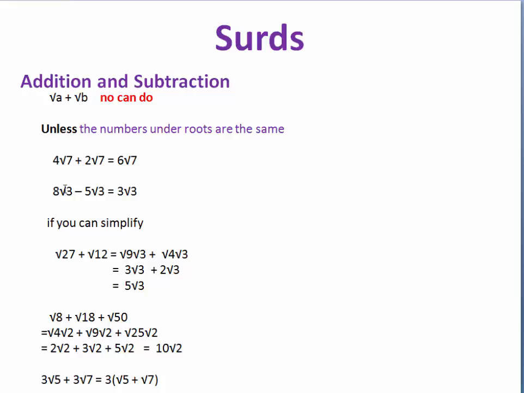Subtraction: 8 lots of square root 3 minus 5 lots of square root 3 equals 3 lots of square root 3. If there's an addition you can simplify, like in this one, you can write square root of 27 as square root of 9 times square root of 3. You can write square root of 12 as square root of 4 times square root of 3. Then you can write this in this form: square root of 9 equals 3, square root of 4 equals 2. 3 lots of square root of 3 plus 2 lots of square root of 3 equals 5 lots of square root of 3.